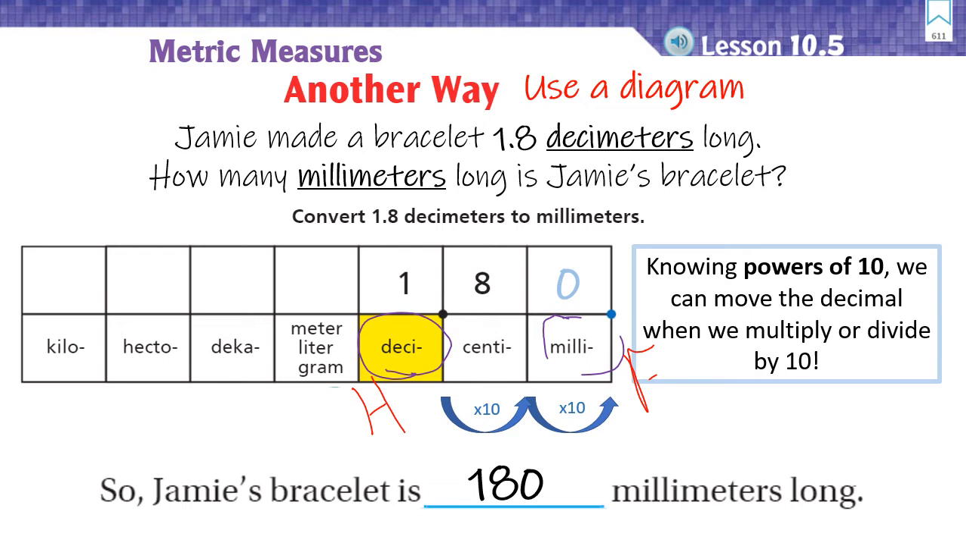Remember, many rainbows. So if we're going from deci, remember this is King Henry doesn't usually drink chocolate milk. So we're going from deci to milli. So 1.8, we're just going to move our decimal 2 times over to the right because we're multiplying, and we get 180 millimeters long.